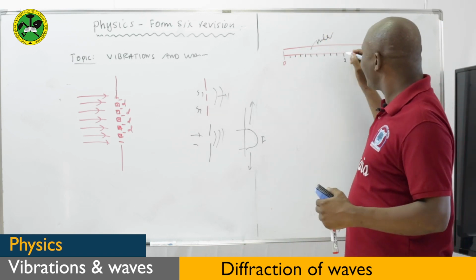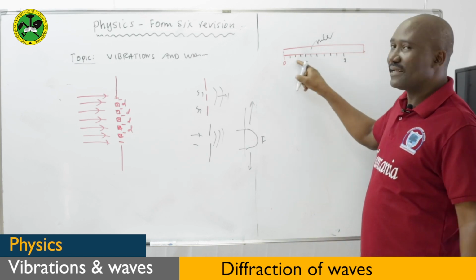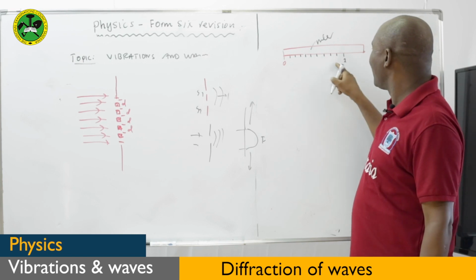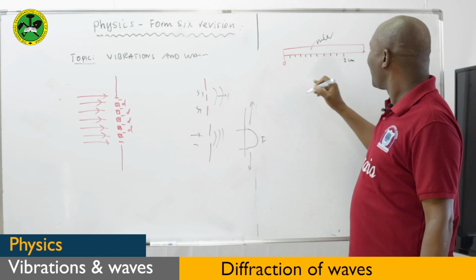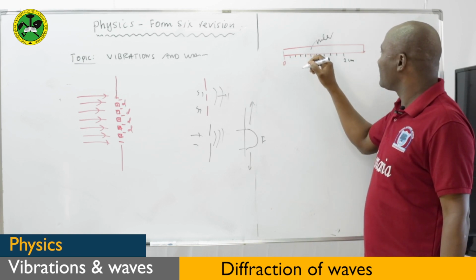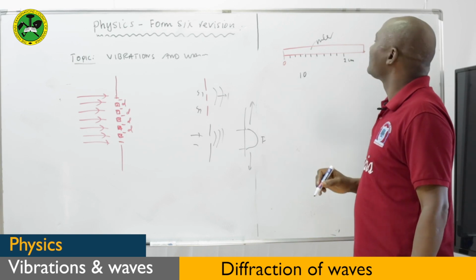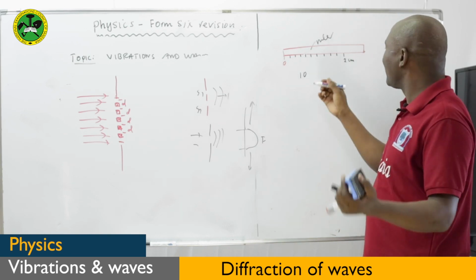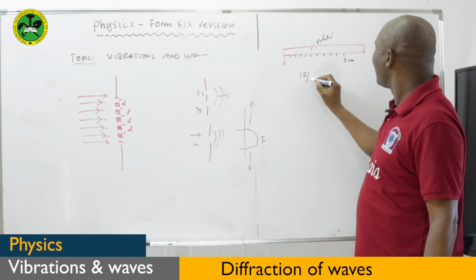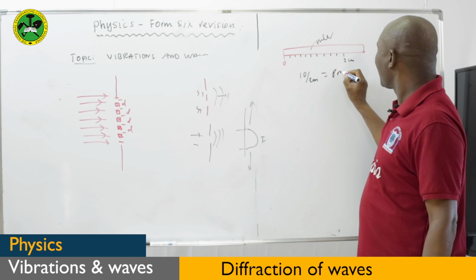The power of the device is given the name depending on the number of slits that can be found here. For example, let's count. How many openings do you have? We have 1, 2, 3, 4, 5, 6, 7, 8, 9, 10. We have 10 slits, 10 openings per centimeter. This is what we call the power of that device.